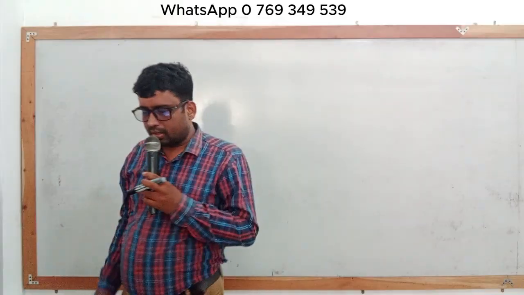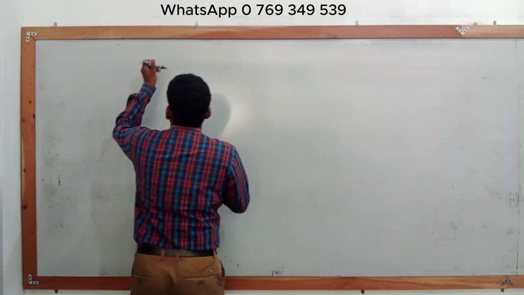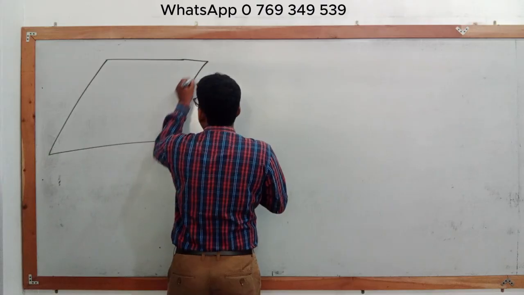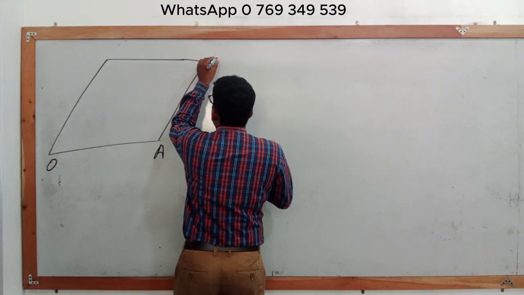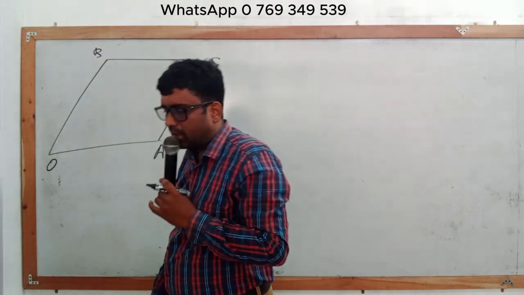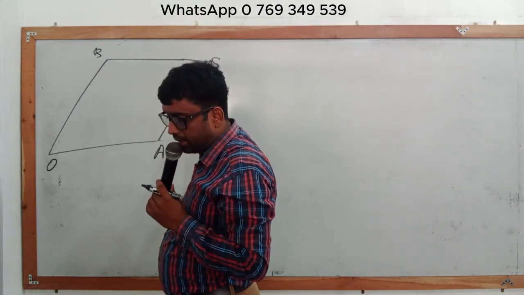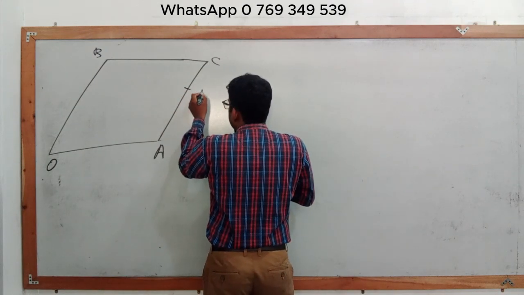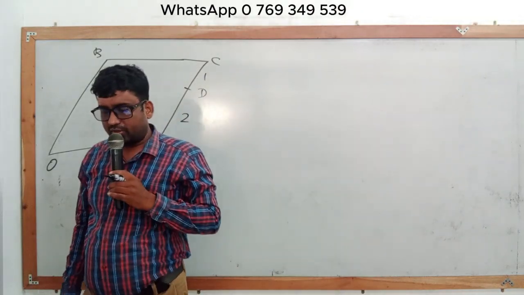Right. Now, OACB is a parallelogram. This is the parallelogram we need to draw. Here O, here A, here C, here B. Let D be the point on AC. This is AC, AD to DC, and this is D, here 2, here 1. Right? That is the ratio given.